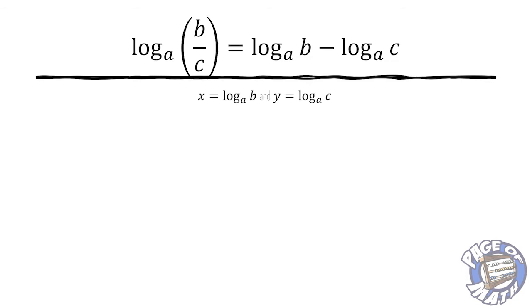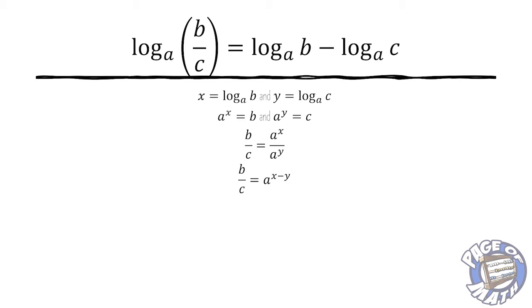Now let's look at our second rule. And we use the same proof here. We make x equal to log b and y equal to log c. And again, in index form, this is the same as a to the x power being equal to b and a to the y power being equal to c. Now, if we divide b by c, we're actually dividing a to the x by a to the y. And when we divide indices that are of the same base, we subtract the powers as we see here.